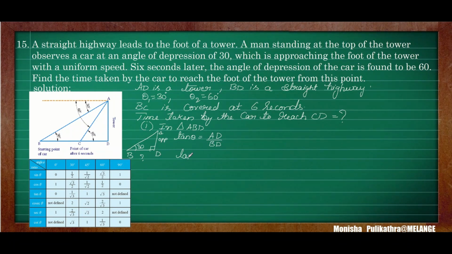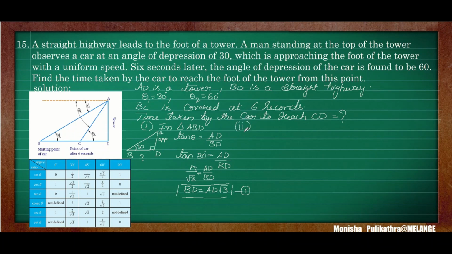So tan theta, here given 30 degree, is equal to AD, which is not given, by BD. Tan 30 according to the chart is 1 by root 3. So 1 by root 3 is equal to AD by BD. When you cross multiply, you will get BD is equal to AD root 3. Let this be equation number 1.